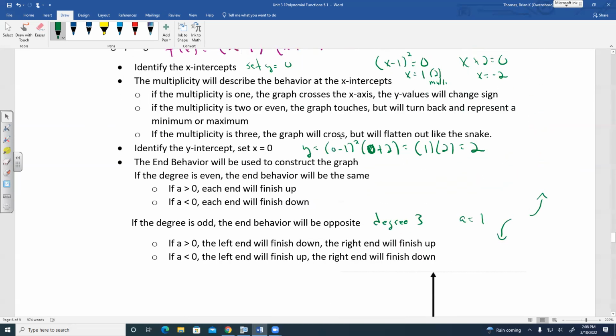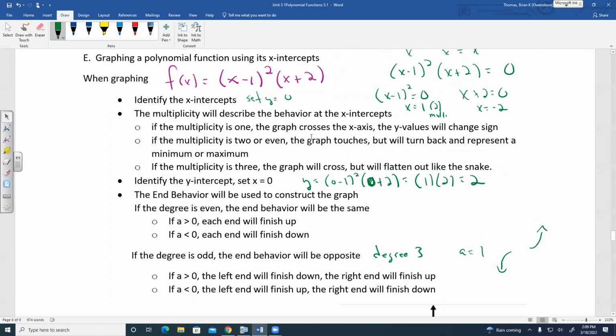Another thing we found was we said that the multiplicity of one of them is a 2. So the 1 has a multiplicity of 2, which means that's going to be a touch. And the negative 2 had a multiplicity of 1. So that means it's going to cross. So this is going to be a touch. And this is going to be a cross. It's going to cross the x-axis.